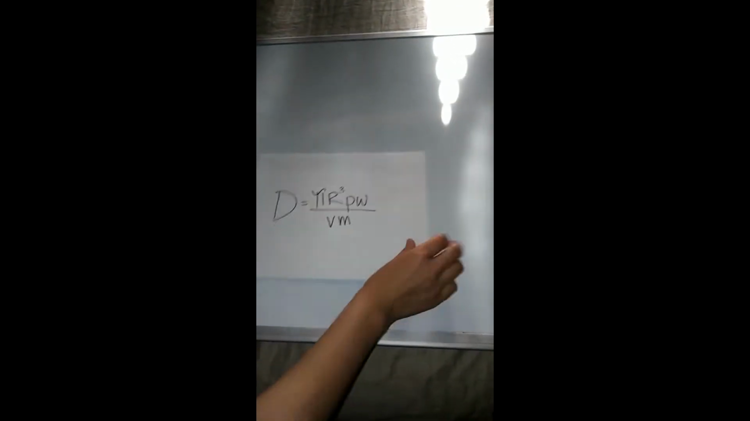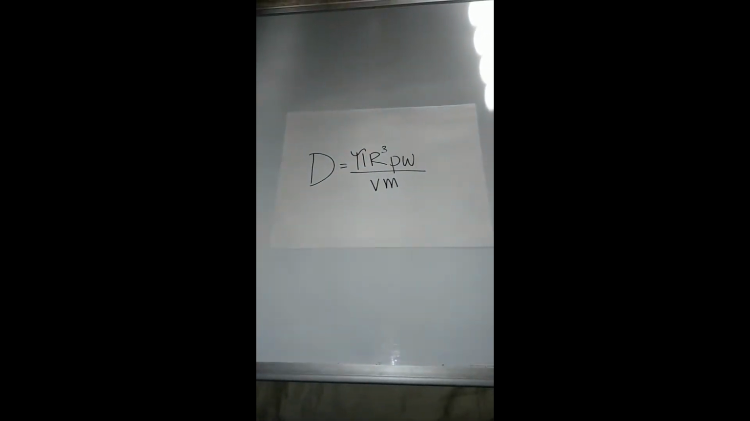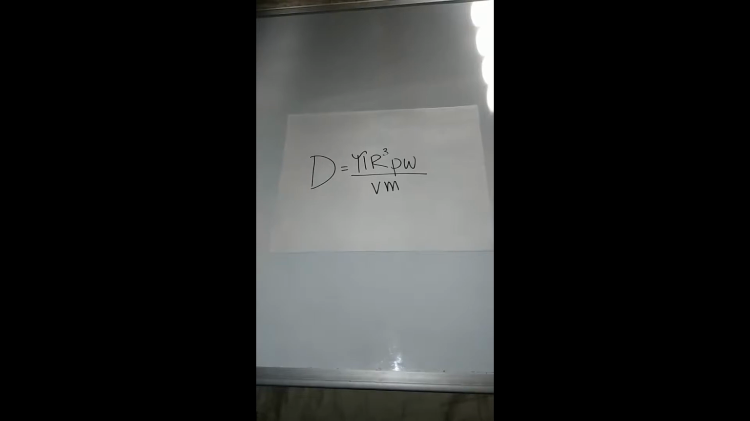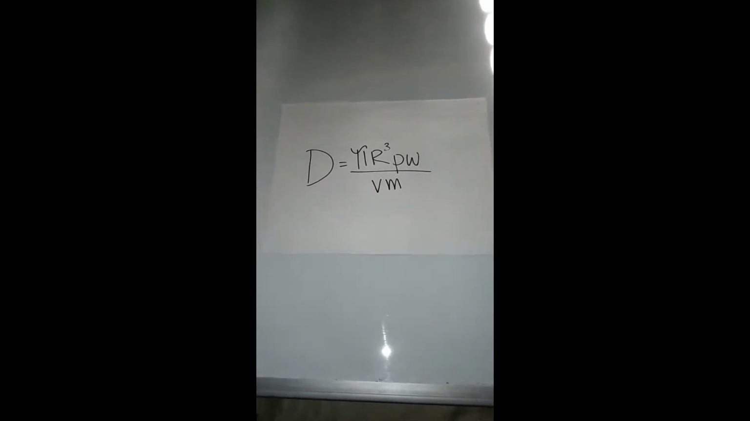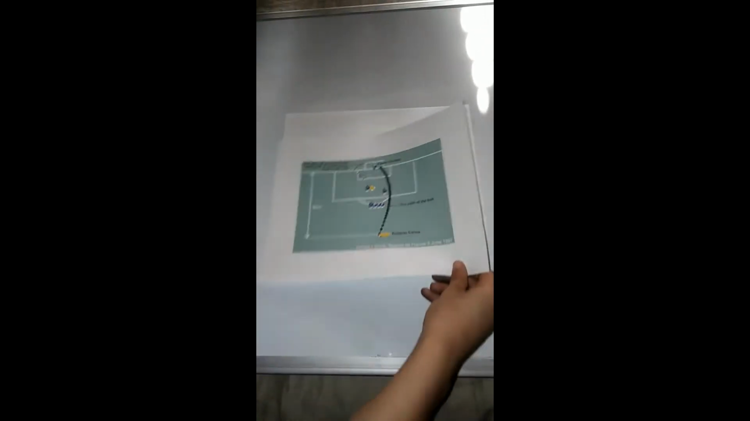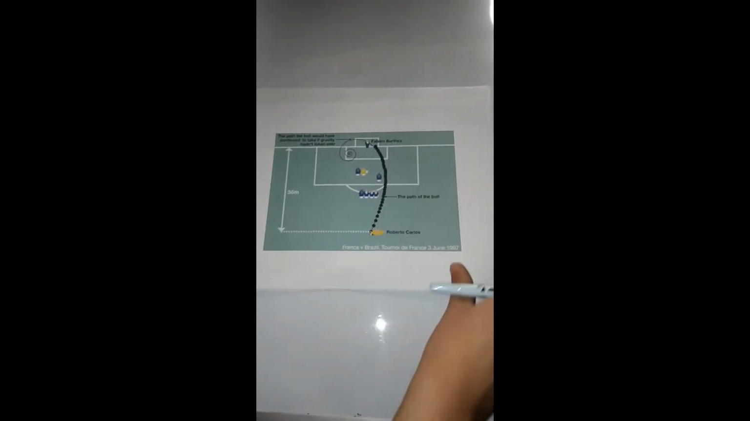Using the formula D equals pi r cubed times p times w over Vm, I will find the distance the ball bended for Roberto Carlos and his free kick. In the case of Roberto Carlos, in the match between Brazil and France, he was standing 35 meters from the goal when kicking an average soccer ball, traveling at a velocity of 35 meters per second and had an angular velocity of 10 revolutions per second. Now I will substitute this information into the formula.